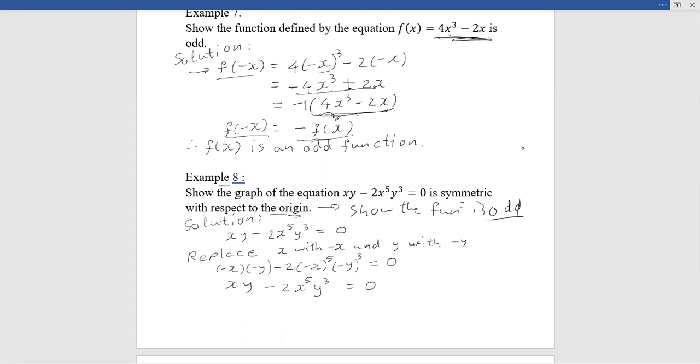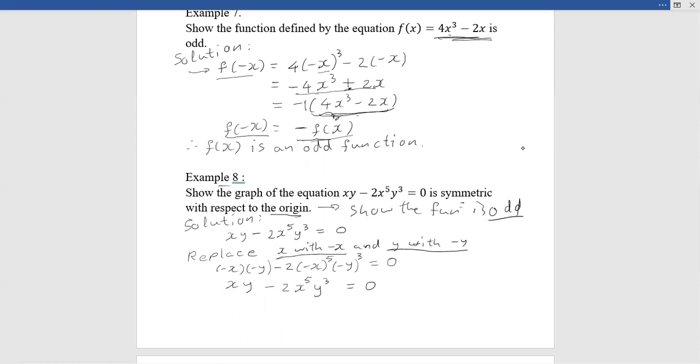Or it is very hard to separate them, right? In either case, what we can do is replace x with negative x and y with negative y. That means we substitute for both x and y: negative x for x and negative y for y.